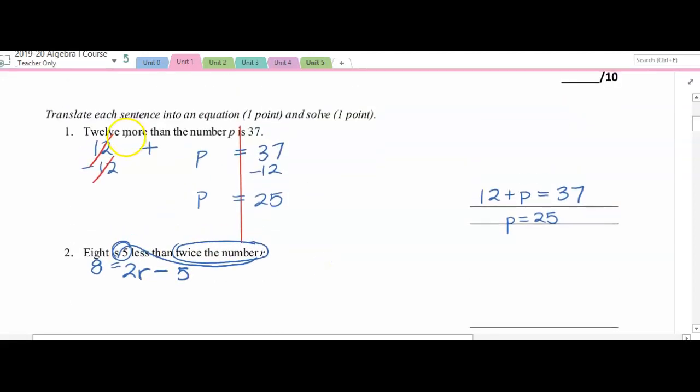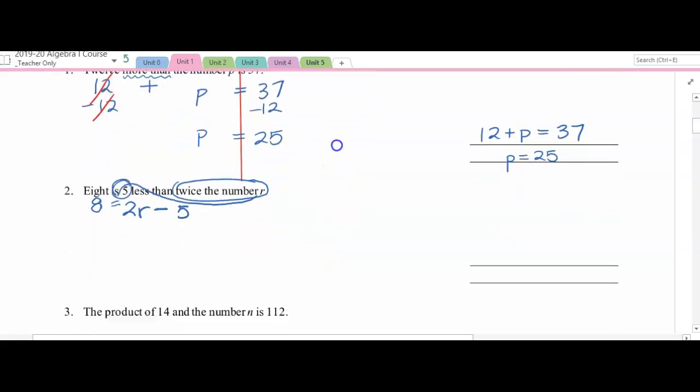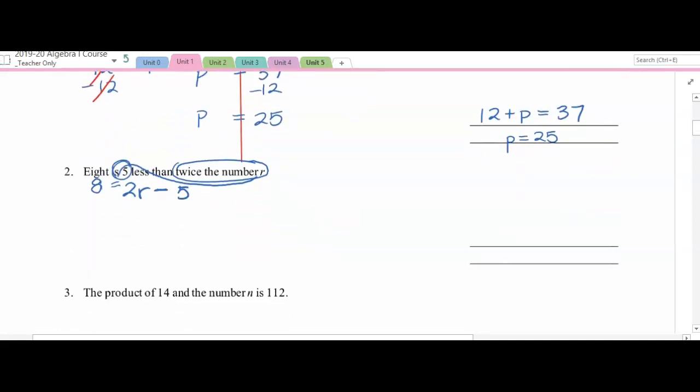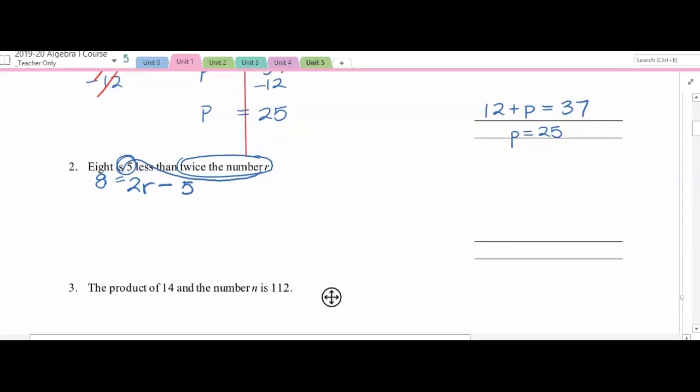Whenever that happens, you have to switch spots. We don't have to do it when it says more than, but when it says less than, you have to switch spots. Whatever precedes the word less than comes after subtraction, and whatever comes after the word less than comes before the subtraction sign. So 8 equals twice r, subtract 5.